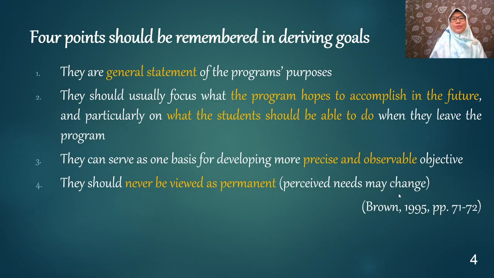The four points that we have to remember in deriving goals are, first, they are general statements of the program's purposes. Second, they should usually focus on what the program hopes to accomplish in the future, and particularly on what the students should be able to do when they leave the program. The third, they can serve as one basis for developing more precise and observable objectives. And the last, they should never be viewed as permanent, or perceived needs may change.